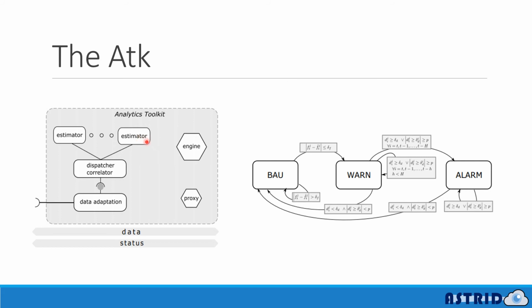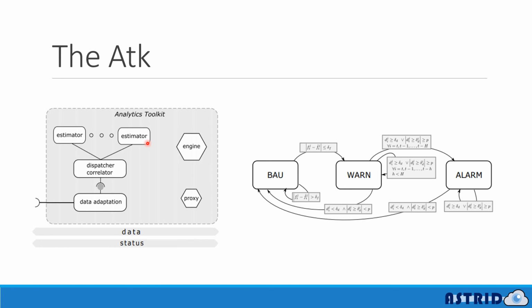Each estimator is responsible to predict the value expected at time t by using all the previous historical values. Their implementation makes use of standard ARIMA, autoregressive integrated moving average, provided by the Python statsmodels library. The larger the historical base, the more daily, weekly, and seasonal patterns can be captured by the estimators.